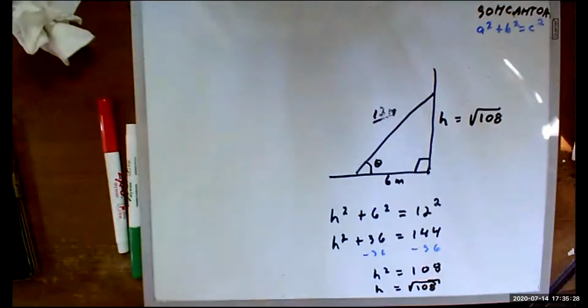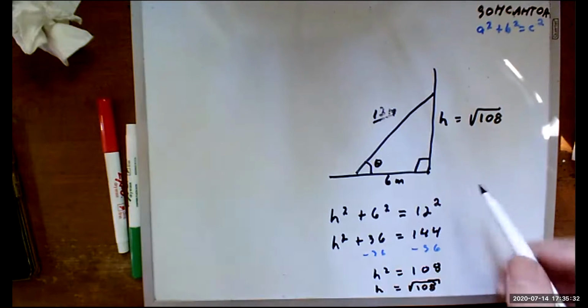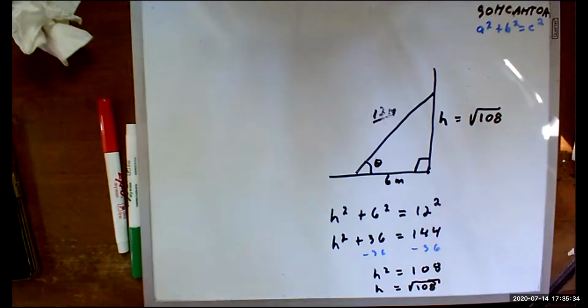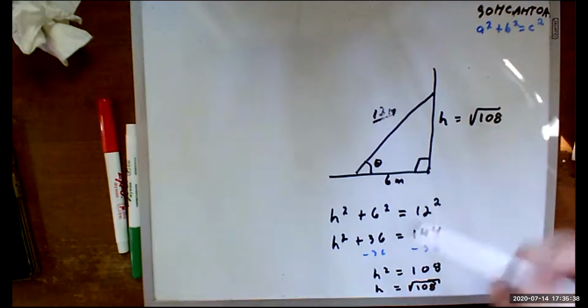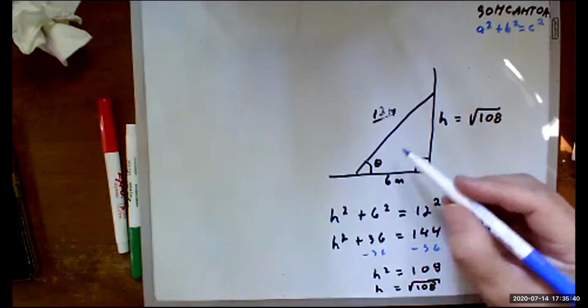Back to this question. Somebody comes along and said, okay, but what is that angle? You've got all this other information about the triangle. How do you find that angle? Well, now we have all kinds of ways to find that angle, but sticking with the 12 and the 6 for a moment, we'll simply remember to identify what we have.